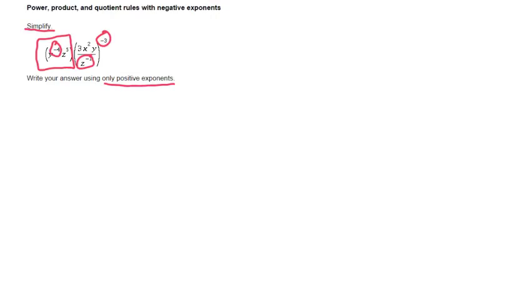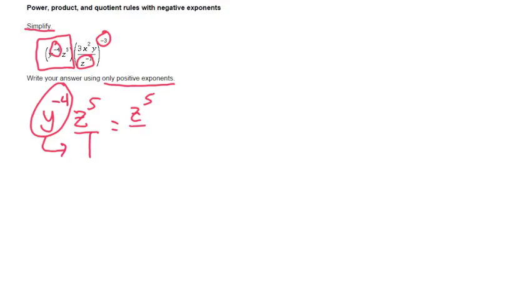rewrite this using only positive exponents. So this is y to the negative fourth, z to the fifth power. And the negative fourth means that we're going to rewrite this, and this right here becomes 1 over y to the fourth, or we can put this in the denominator. The denominator here, since there is no denominator, is understood to be 1, and so what we get is z to the fifth power over y to the fourth power. Notice that this answer has no negative exponents, so we've rewritten this with only positive exponents.